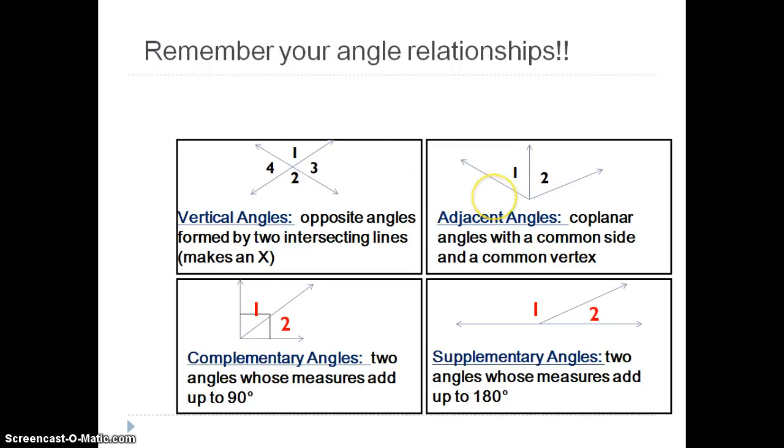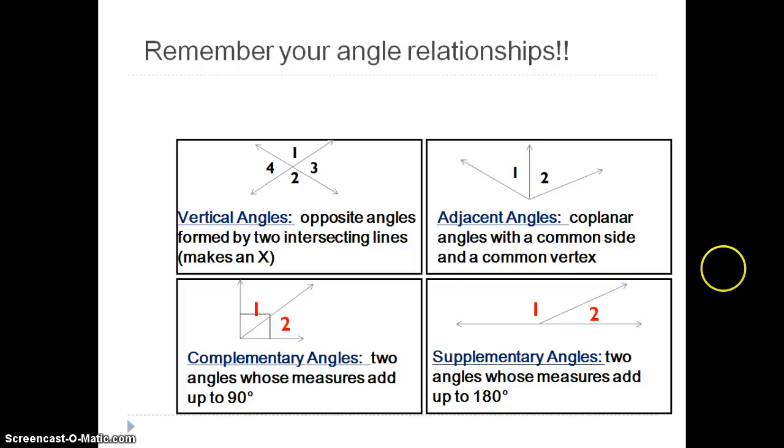Next, we have adjacent angles. Adjacent angles share a common side. So angle 1 and angle 2 share this side right here. Complementary angles are two angles whose measures add up to 90 degrees. So here you can see that angle 1 and angle 2 are adding up to 90 degrees. They do not have to be next to each other. They can also just be two separate angles, like a 30-degree angle and a 60-degree angle that add up to 90. And then finally we have supplementary angles, and those are angles that add up to 180.